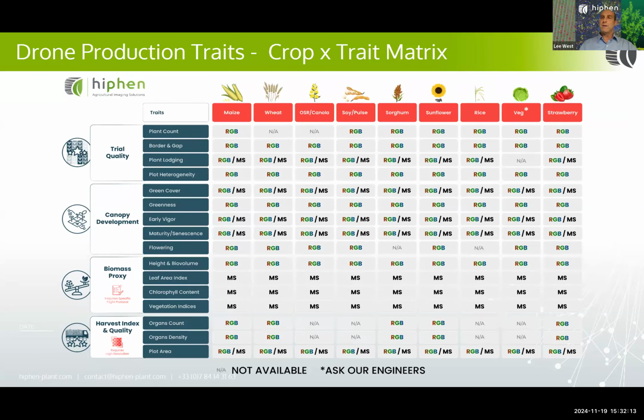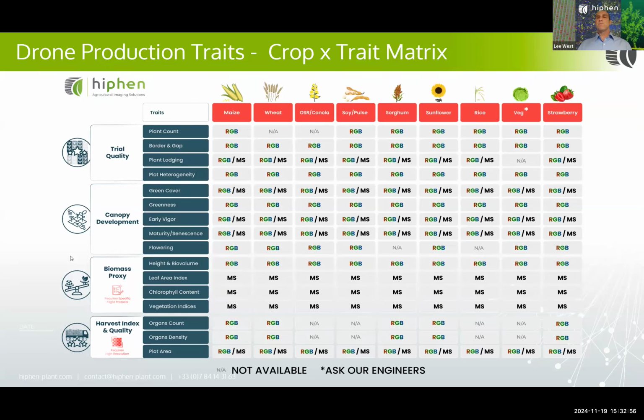We can do them quite simply, and we classify these traits into 4 categories. We have trial quality traits, things like plant count, lodging, plot heterogeneity, gap assessments that allow you to eliminate plots if they're not of adequate quality. Canopy development, and this includes things like green cover, early vigor, maturity, speed to canopy closure, flowering. Biomass proxy traits. So these are things that include plant height, biovolume, leaf area index, chlorophyll content, and a wide variety of vegetative indices.